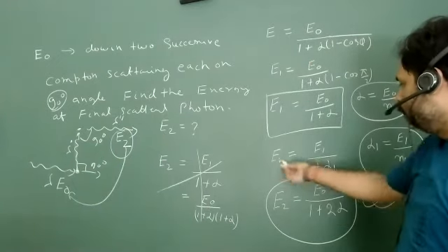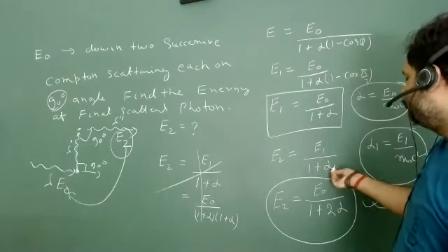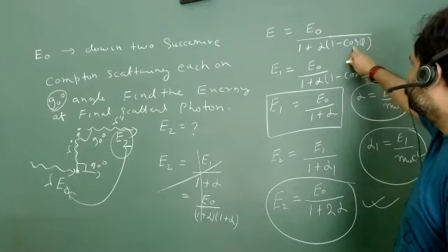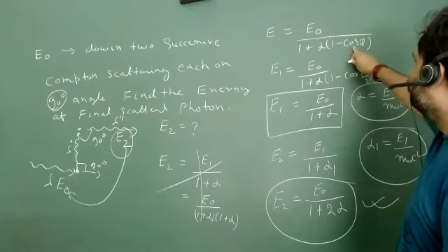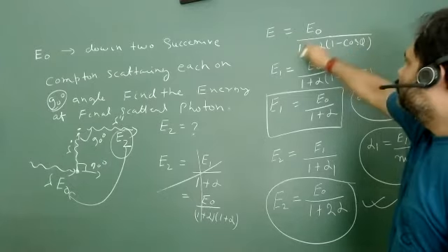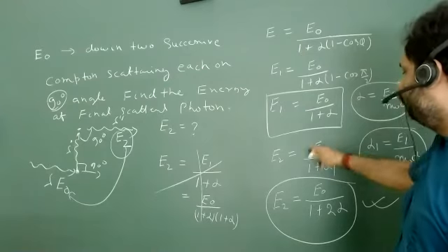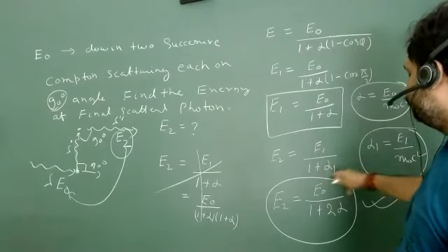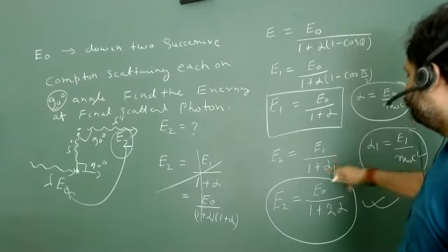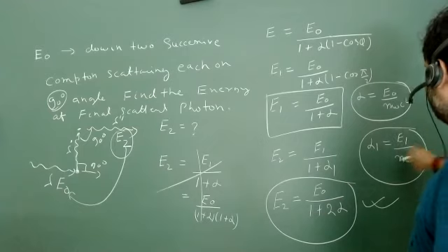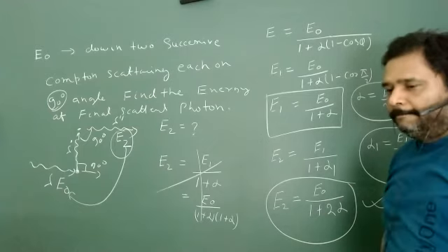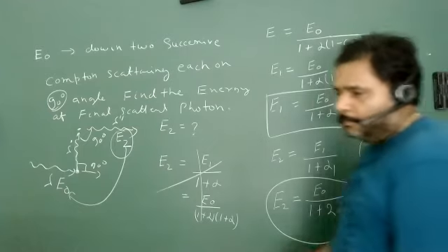I am saying E2 is equal to E1 divided by 1 plus alpha 1 (1 minus cos phi). Here cos phi is equal to what? That will be 0, so this will be E1. So the incoming energy is E1, that is 1 plus alpha 1, so we have to find the value of alpha 1. Alpha 1 is nothing but E1 by m naught c square. What can I repeat more than that?